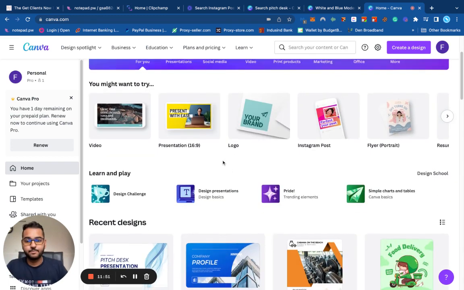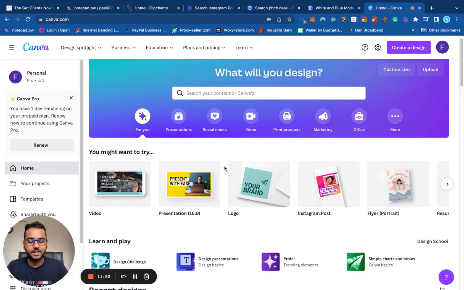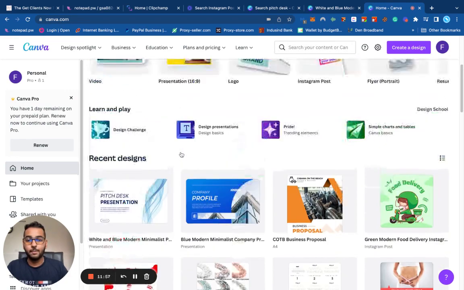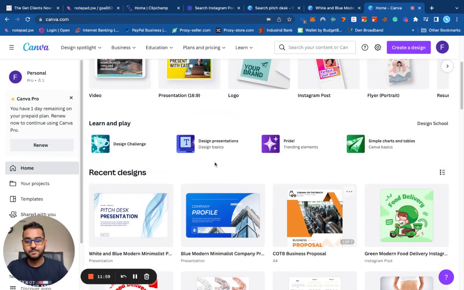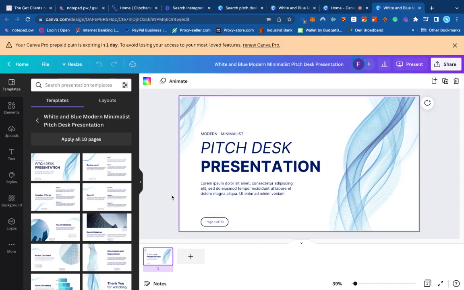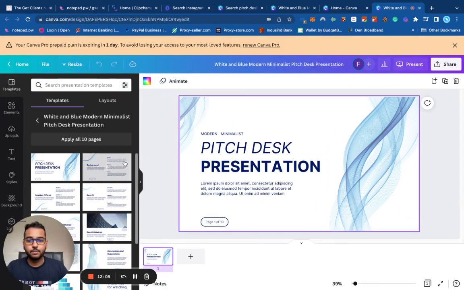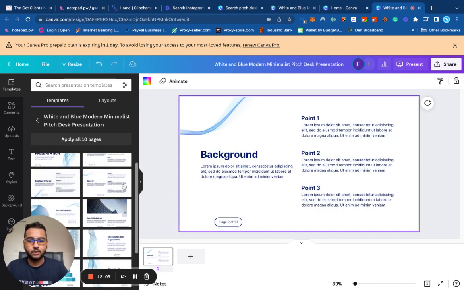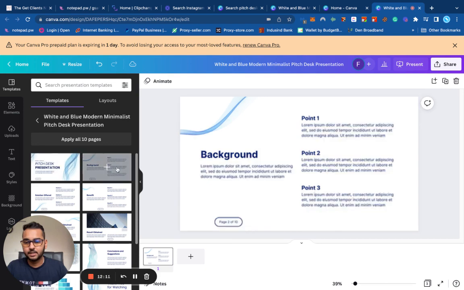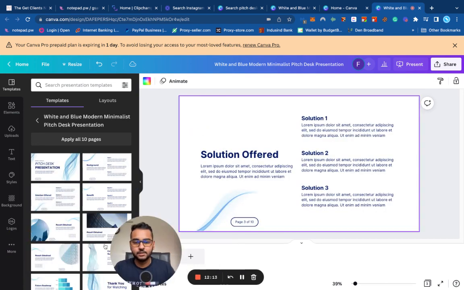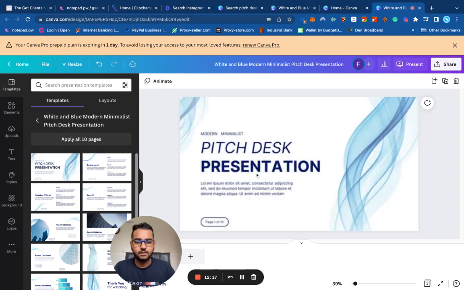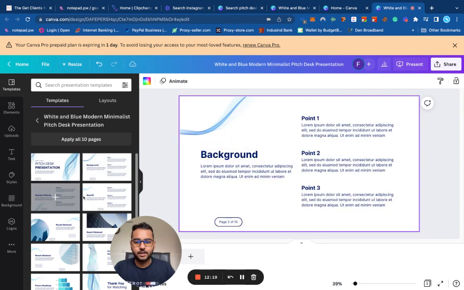And yeah, I'm not trying to get out of the topic, but I wanted to let you know about the pitch deck presentation, right? So yeah, it has to be very, very to the point. The investor has to understand what this is. So for example, here we can see solution offered, benefits, the background of the founders.